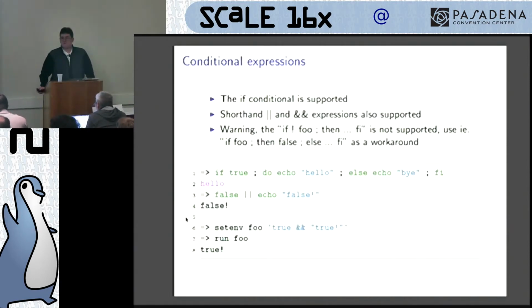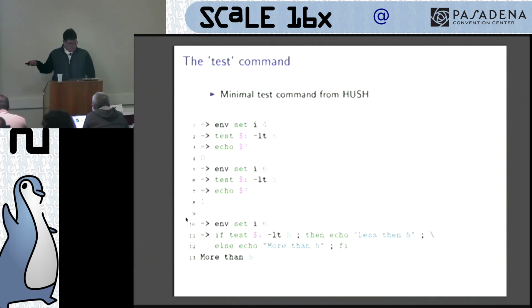We also support the shorthands for conditional expressions with the or and and. This is also supported. Here is an example of that. So true and echo hello will print hello, obviously. We support the test command, so we can use the standard shell test command, which allows you to do arithmetic comparison and string comparison. This is all supported as well. You can use it within the if command. So like if test something something, then do something.